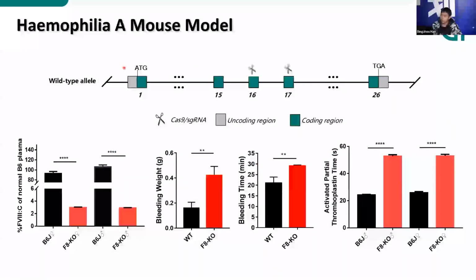So we generated this hemophilia A mouse model by using this deletion strategy, designing two Cas9 sites, one at exon 16, the other at exon 70, to generate this small deletion in the F8 locus, and then causing this gene to be disrupted.